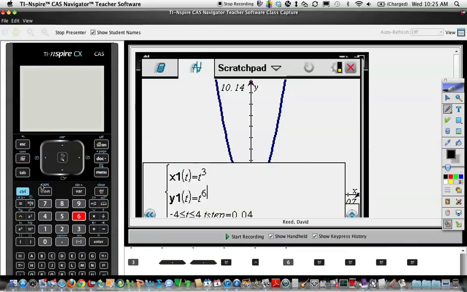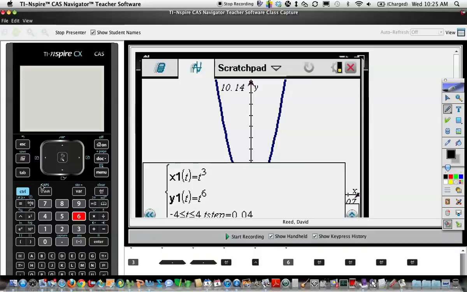Now, before you hit enter, say it again. Did you say it, Eric? Yeah, I said it was going to be the same. Why? Because the relationship is still the same. Think about substitution again, right? Isn't t to the 6th the same thing as t cubed squared, right? And t cubed is equal to x.